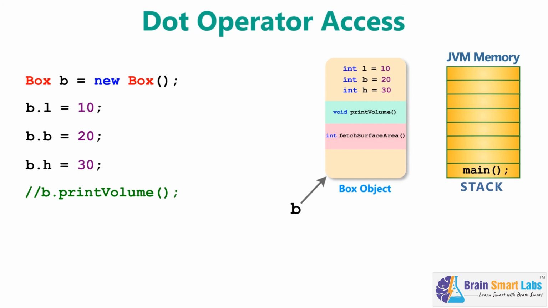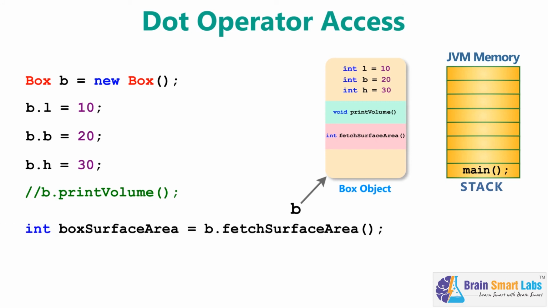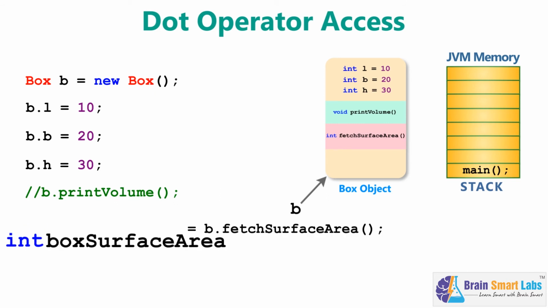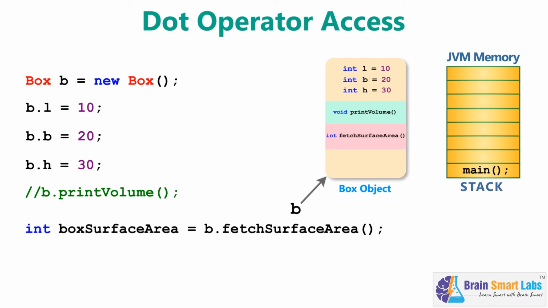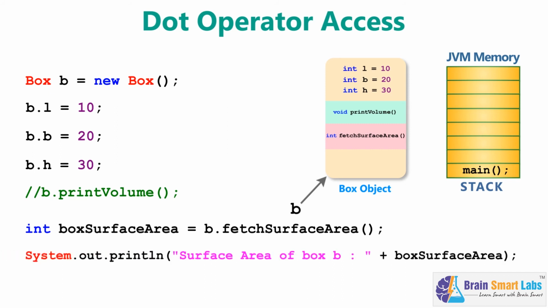In case of invoking our fetchSurfaceArea method, we have to add an additional step for us to capture the result and print the output. In the first line on the right hand side, we invoke the method by saying b.fetchSurfaceArea. On the left hand side, we declare an integer variable which will store the result which is to be returned from the method. In the consecutive line, we print the integer variable using an SOP statement, as this variable holds the final result which will be returned by the method invocation b.fetchSurfaceArea.